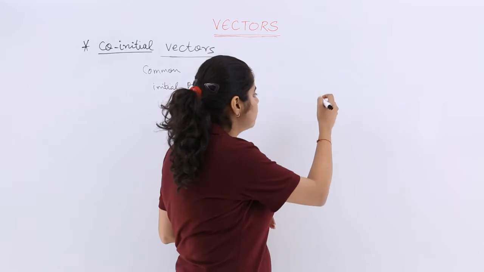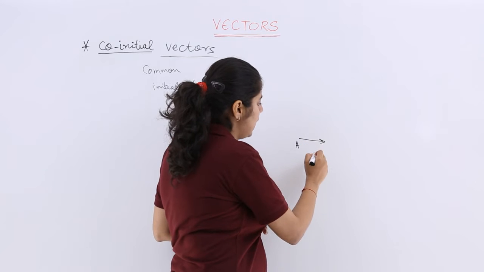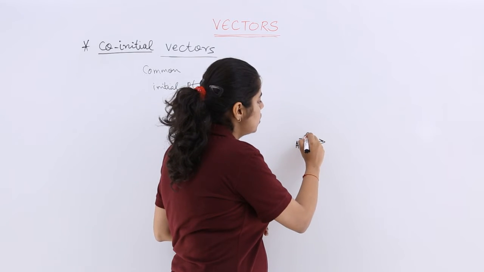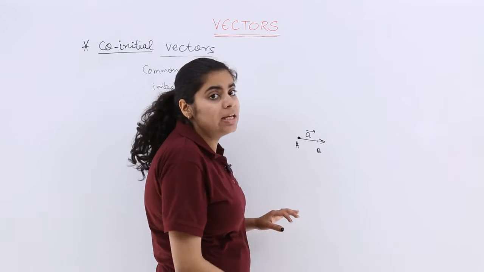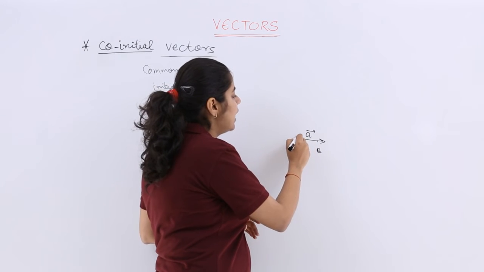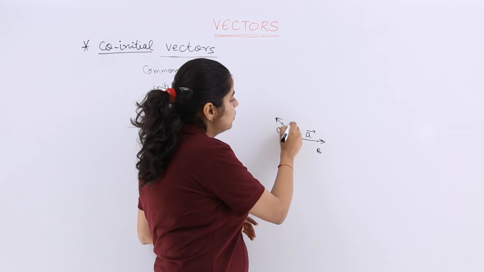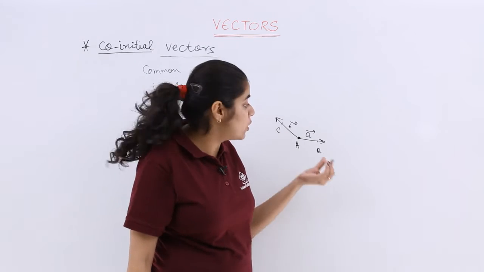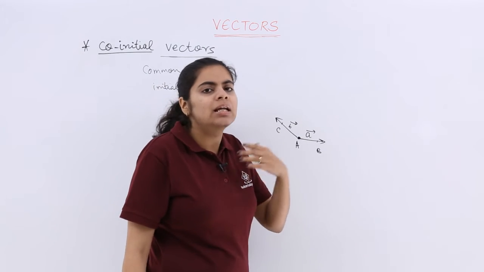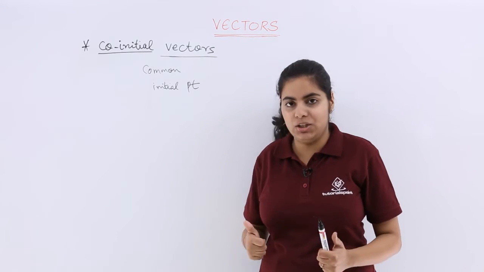Suppose I have these vectors, and this vector is starting from A and going towards B. So, it is named as small a vector. Now, from this point A only, if I have another vector that goes in this direction, this point is C, and this is known as small b vector. These are co-initial vectors because the initial point is the same. The terminal point is not in the picture when talking about co-initial.